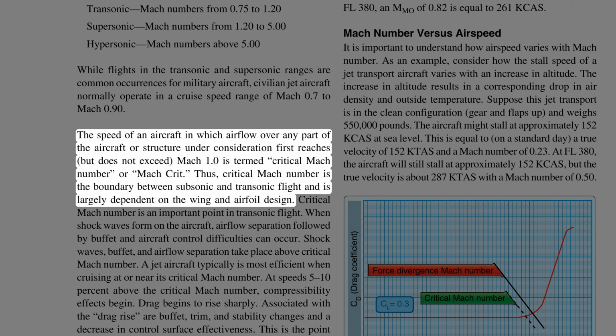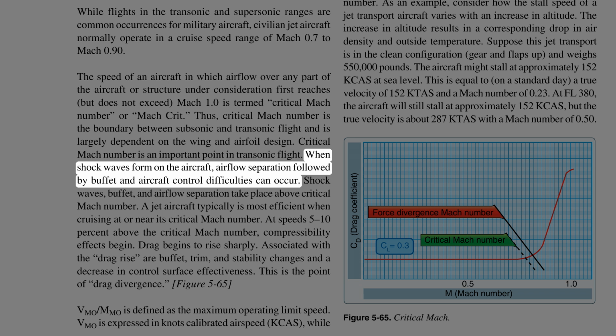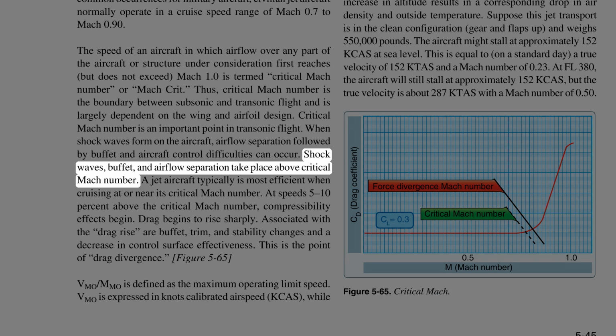The speed of an aircraft at which airflow over any part of the aircraft or structure under consideration first reaches, but does not exceed, Mach 1.0 is termed critical Mach number, or Mach crit. Thus, critical Mach number is the boundary between subsonic and transonic flight and is largely dependent on the wing and airfoil design. Critical Mach number is an important point in transonic flight. When shock waves form on the aircraft, airflow separation followed by buffet and aircraft control difficulties can occur. Shock waves, buffet, and airflow separation take place above critical Mach number.